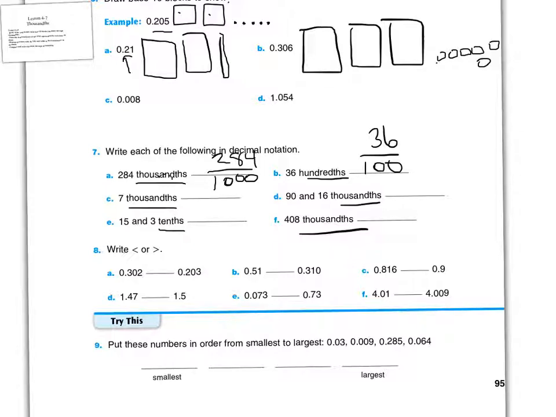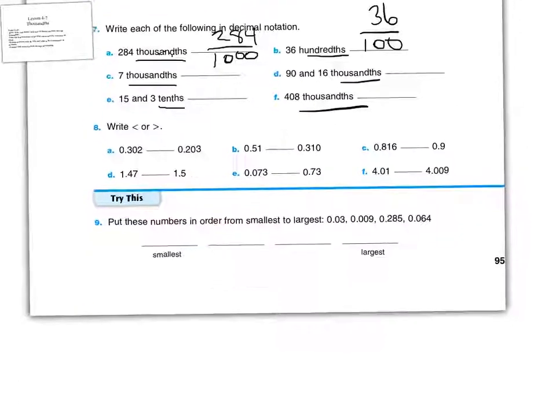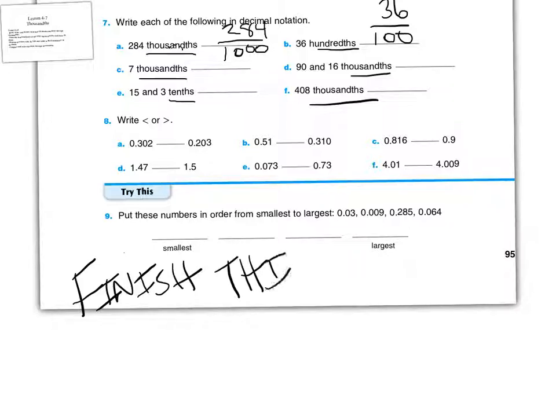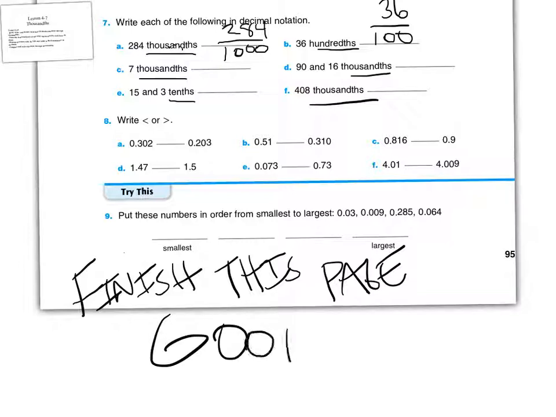So what I want you to do now is continue working on this page. Finish this page, and then if you have time, go ahead and get started on your math boxes for 4-7. Alrighty, good luck. Go get 'em.